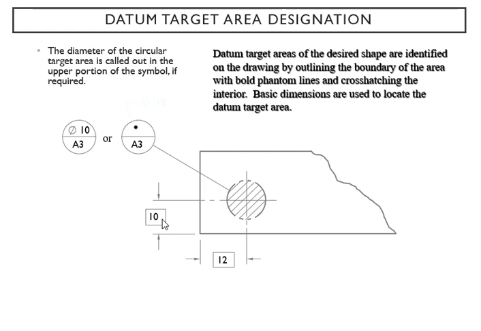You can spot it from this basic dimension, and then the diameter of the circular target area, because this is circular. This is your target area, and you can see the symbol right there. It's showing you the diameter and then the area. You can either give this or give it like this.